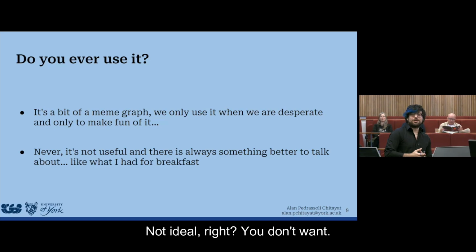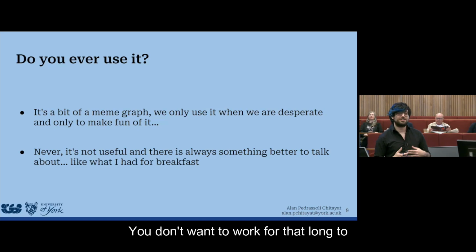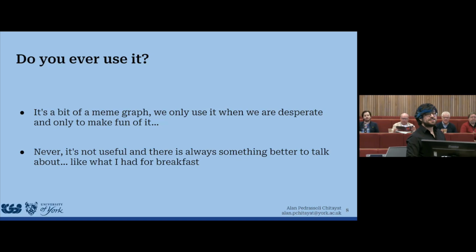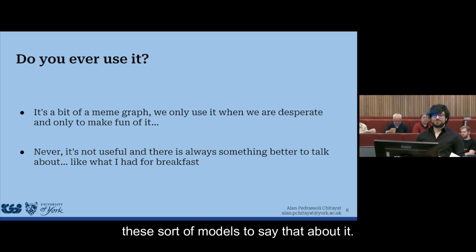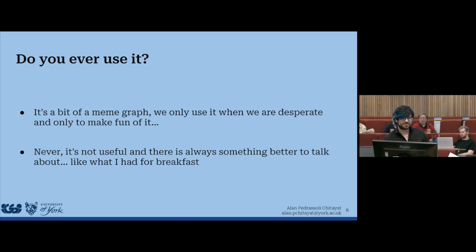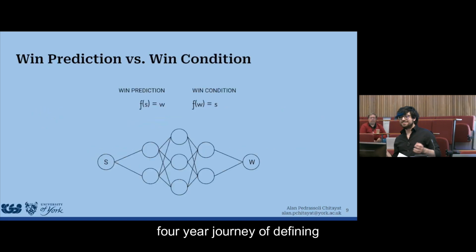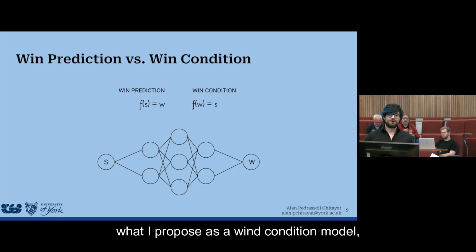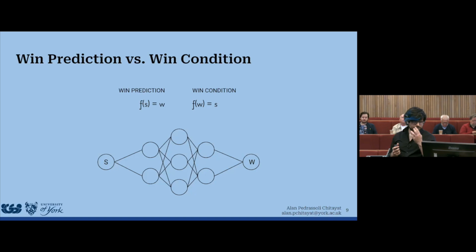Not ideal, right? If you think about it, these models take months to train. There's a lot of data that needs to go through it. You don't want to work for that long to then have the broadcasters, who are supposedly meant to use these sort of models, say that about it. That's not ideal. So then started my 4-year journey of defining what I propose as a win condition model, which is a variation of how win prediction works.